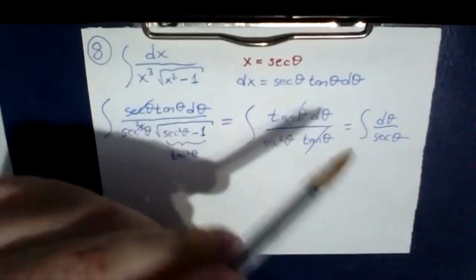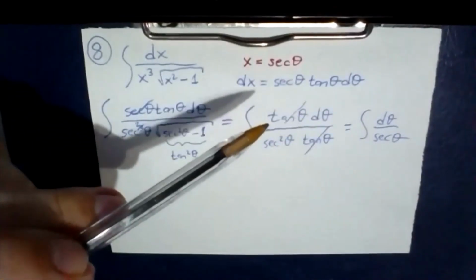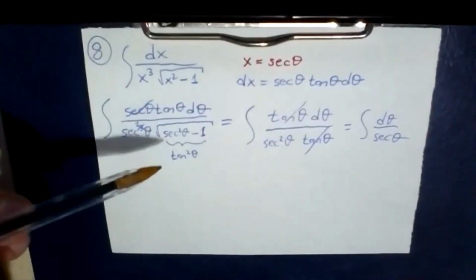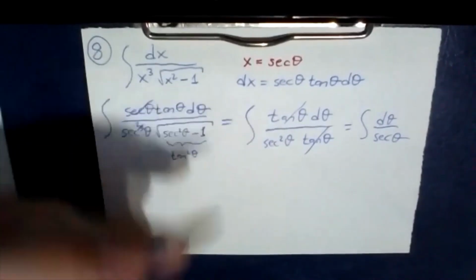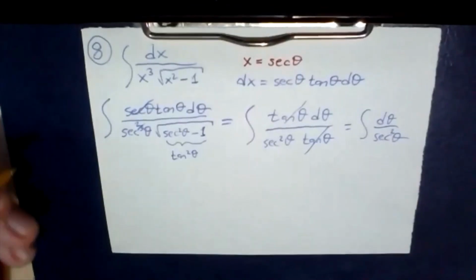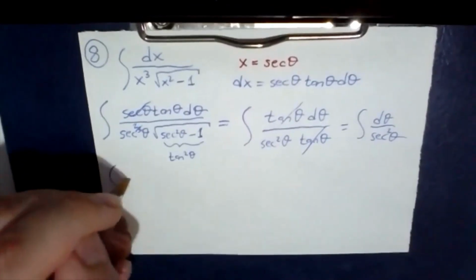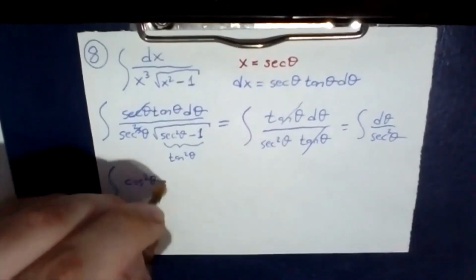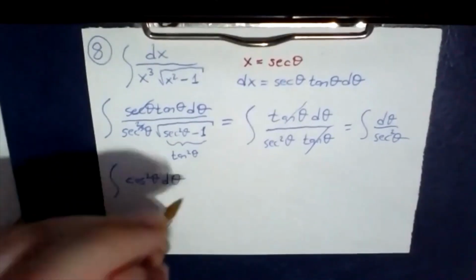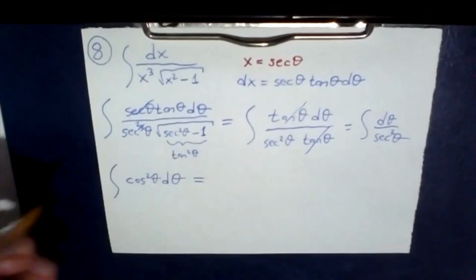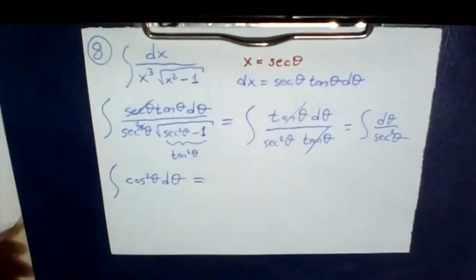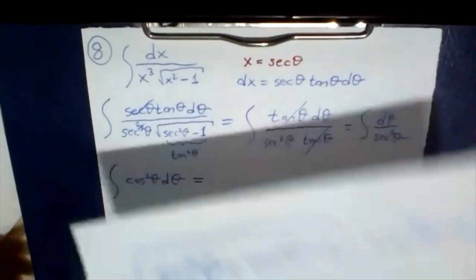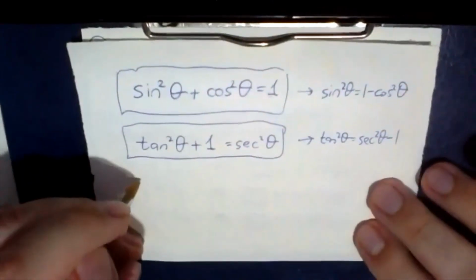But remember, what is secant theta? Secant theta means 1 over cosine theta. So 1 over secant theta means cosine theta. 1 over secant square theta means cosine square theta, d theta. Hence, to solve this question, we need another identity. But well, let me add these identities.